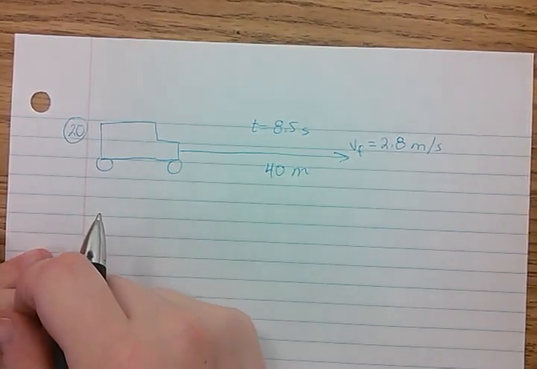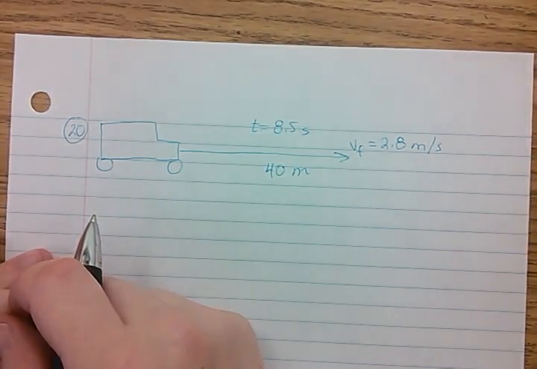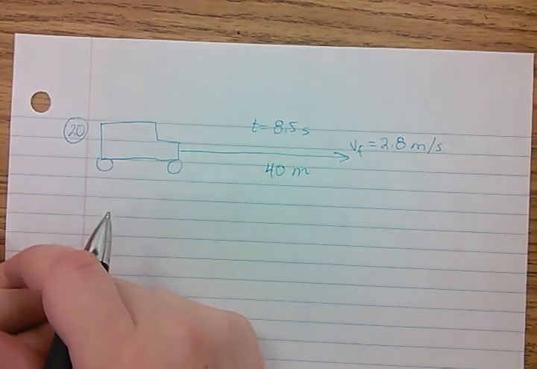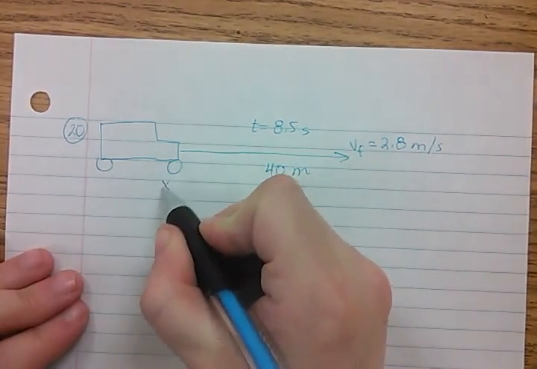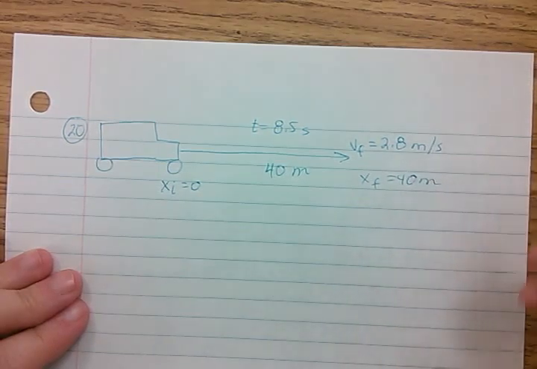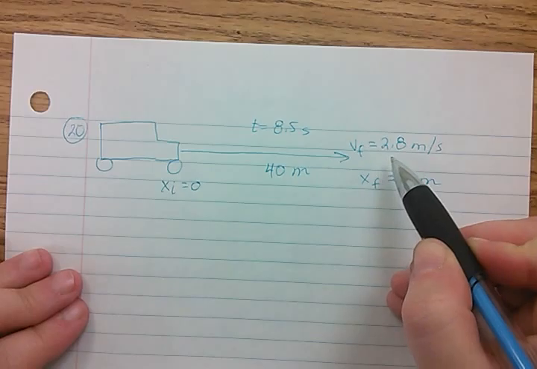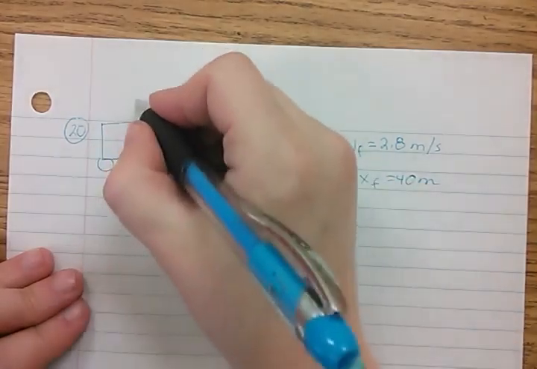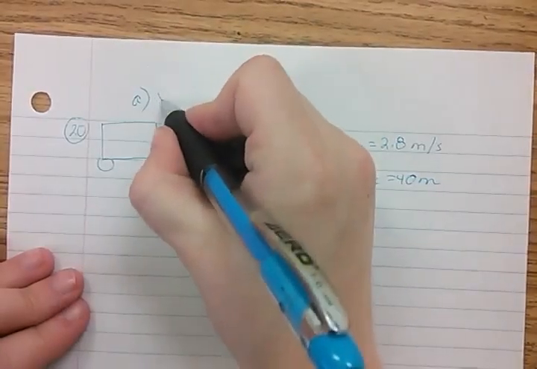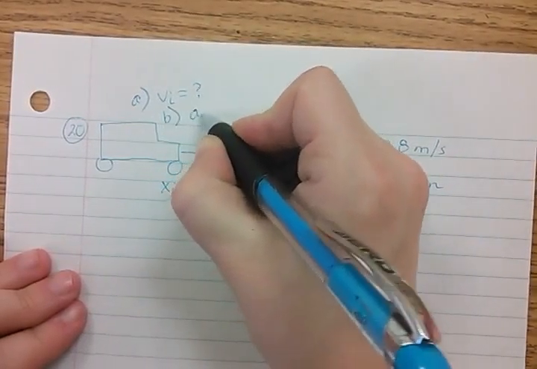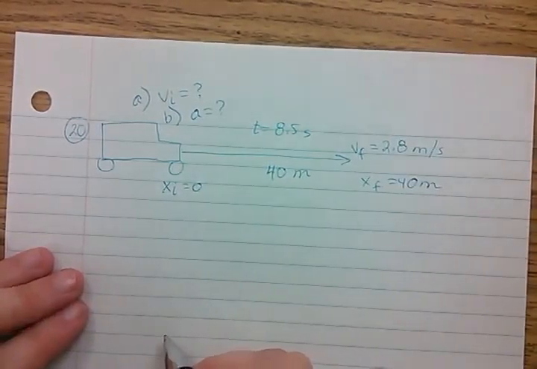Next, we need to see if we need to convert anything. It looks like everything is in standard units, meters, seconds, meters per second, so we're good there. Next, we want to write down our knowns and our unknowns. So usually you can assume that the initial position is 0. Our final position will be 40 meters. I already labeled our final velocity is 2.8, and our time is 8.5 seconds. Now, part A asks us to find the initial speed, and part B asks us to find the acceleration. So let's just focus on part A.